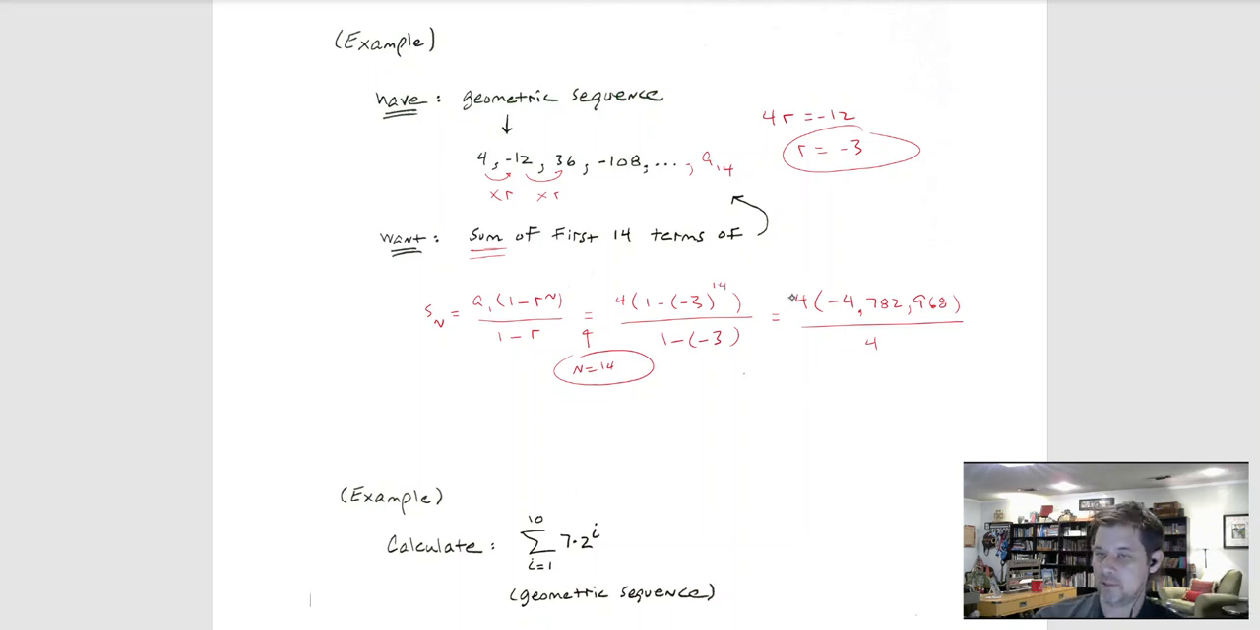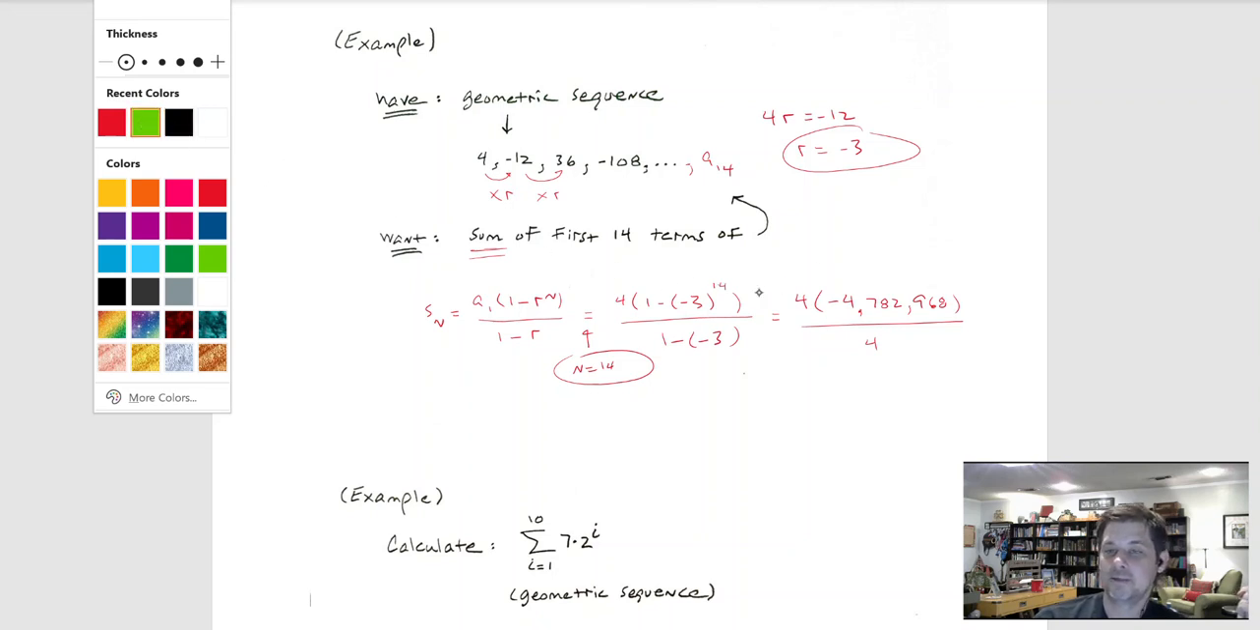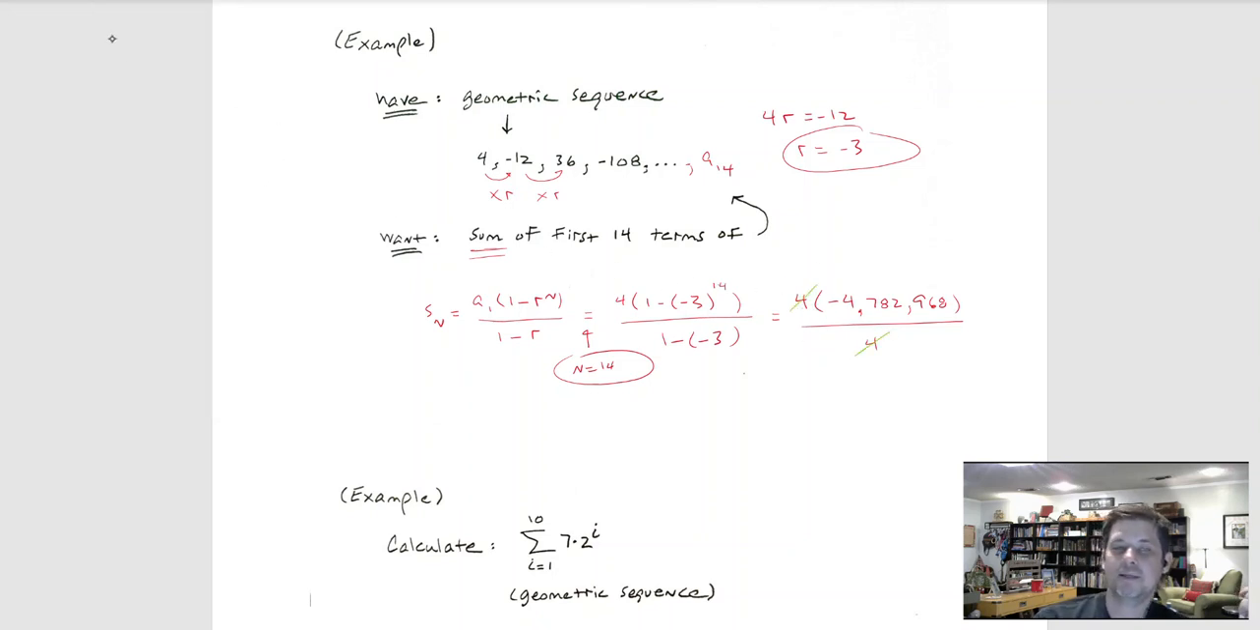Now, I could multiply 4 times negative 4 million, and so on. But you know, you can just cancel the 4s just as easily, so I will do it that way. All right, so cancel, cancel, and I get my answer. The sum of the first 14 terms is negative 4,782,968. Okay, and then I'm done. I've got my answer.